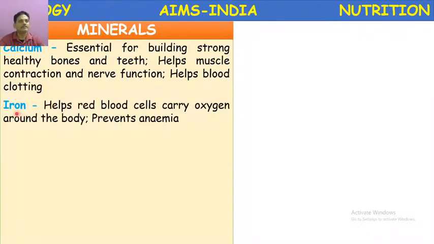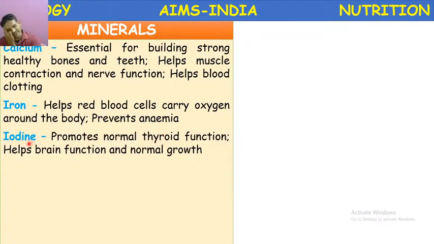Next, iron. Iron is actually a trace element. It is abundantly present in the RBC cells. So, it helps the red blood cells carry oxygen around the body. And it prevents a disease called anemia. Anemia is a disease caused due to deficiency of iron. Calcium deficiency causes osteoporosis.